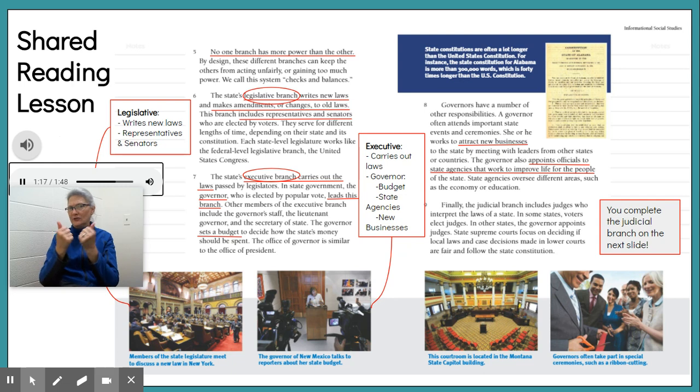Awesome. So in that box, I wrote a few things in my own words too. Carrying out the laws, the governor, and then underneath the governor, I wrote what the governor does: budget, state agencies, new businesses. This last part, I want you to do. So our last paragraph, paragraph 9, talks about the judicial branch. On the next slide, you're going to be figuring out what does the judicial branch do, or who's a part of the judicial branch. Let's figure that out together.